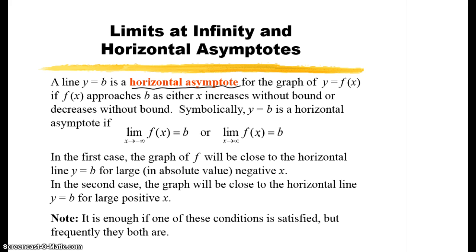In the first case, the graph of f will be close to the horizontal line y equals b for large negative x in absolute value, right? Because we approach negative infinity. In the second case, the graph will be close to the horizontal line for a large positive x, right? Because we approach positive infinity. What we want to remember is that it's enough if one of these conditions is satisfied. But frequently they both are. It just so happens that in most cases, both of them will be satisfied, but you only need one to be true.